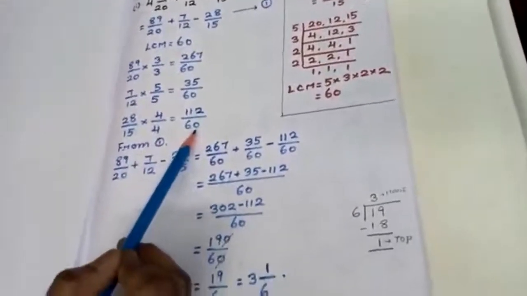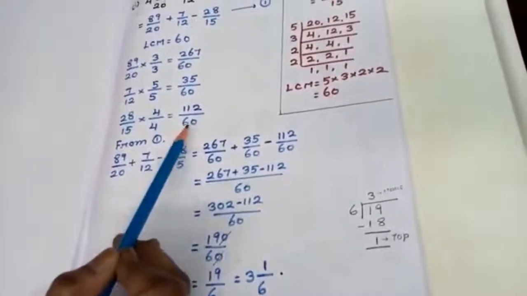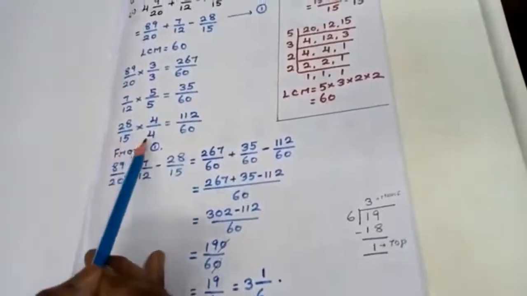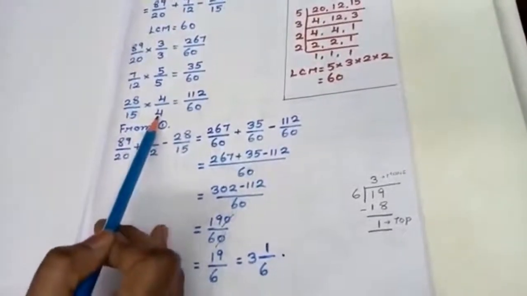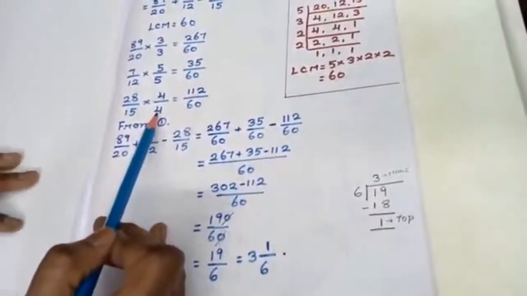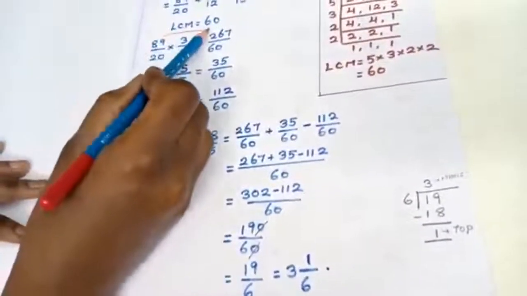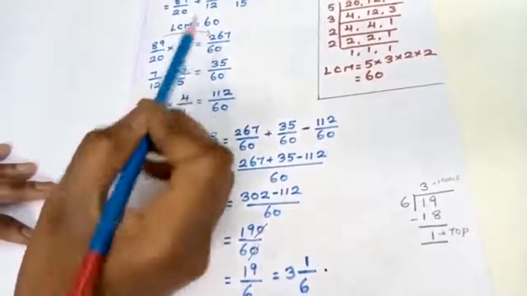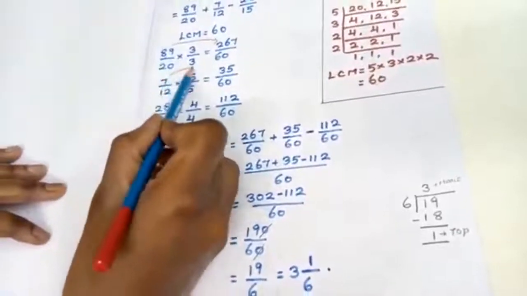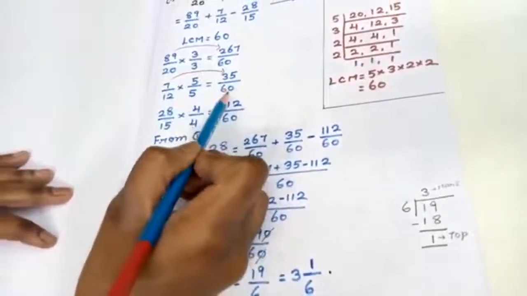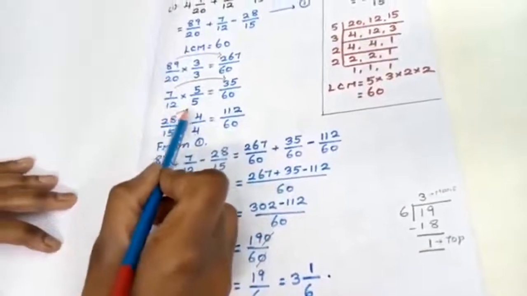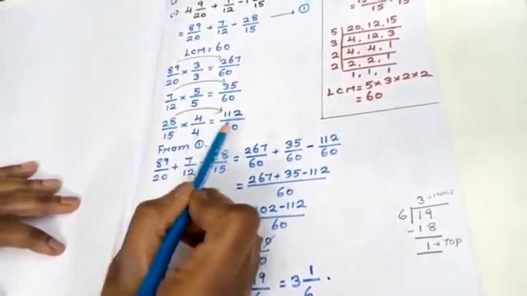If you are not able to find the value, then divide. 60 divided by 15, you will get the value as 4. The quotient part, automatically you can find the value. 89 by 20 is converted to 267 by 60. 7 by 12 is converted to 35 by 60. And 28 by 15 is converted to 112 by 60.